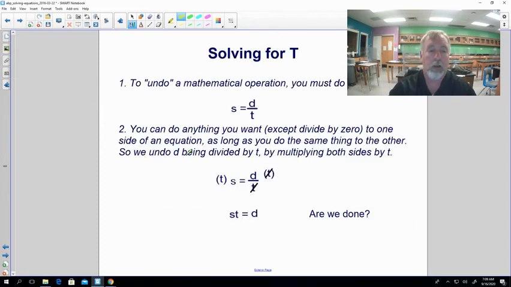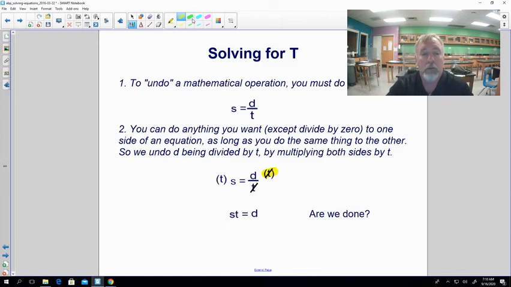All right. So now let's apply the rules. We've identified, again, how our equation fits into the 4 rules. Let's actually apply them. So we look at question 1 to undo our rule 1. To undo a mathematical operation, we must do the opposite. So here we've got an operation of d divided by t. We have to do the opposite. It means we're going to multiply by t.